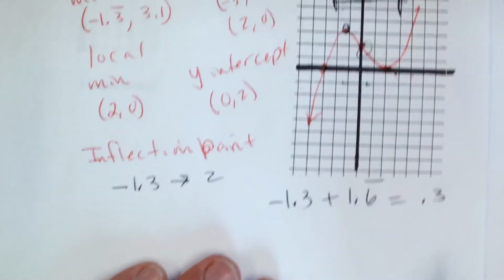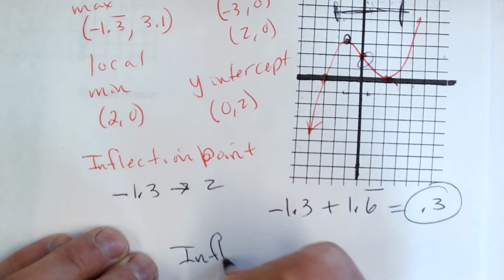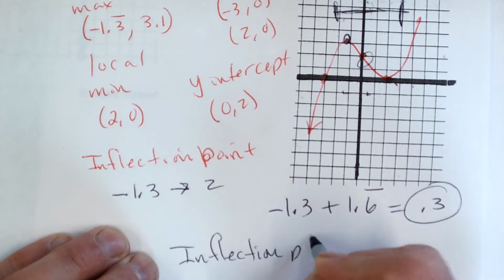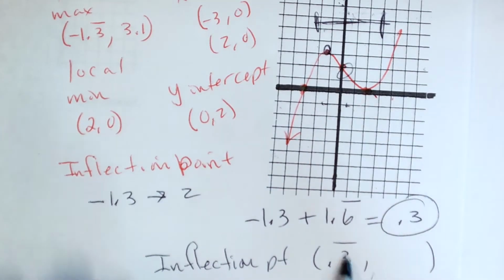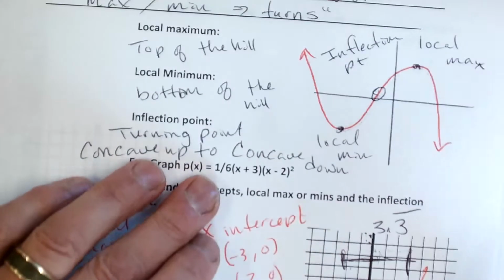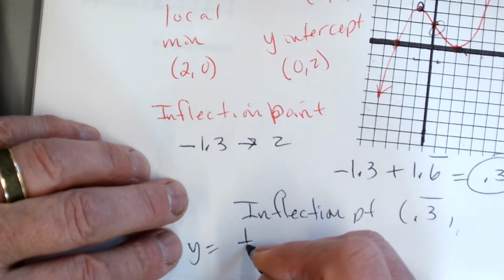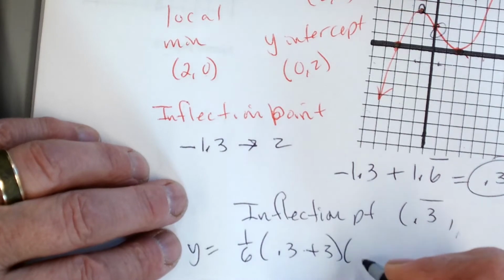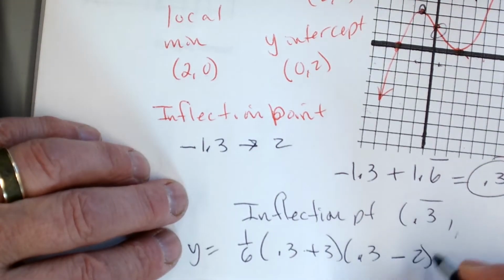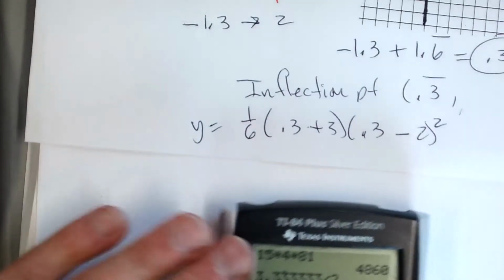So then what's the y value? Well, let's plug the y value in. So then my inflection point is at 0.3, something. Well, how do I get something? How do I get the y value of any problem? I just plug it in, right? So I'm going to take and plug it into here. So y is equal to 1/6 times my 0.3, we'll just round up, plus 3, 0.3 minus 2 squared. I'm just going to let my calculator do that work, okay?